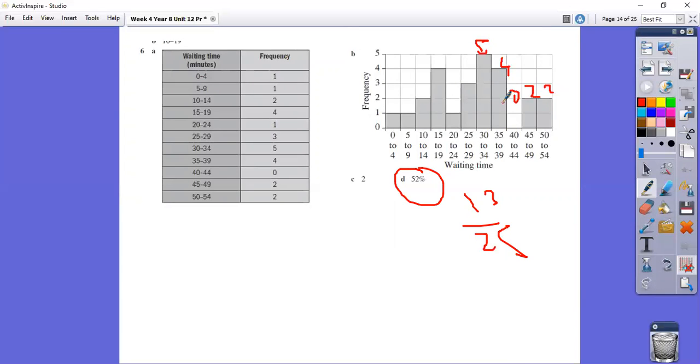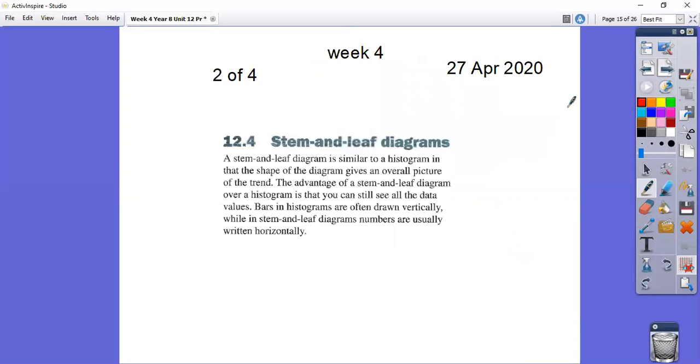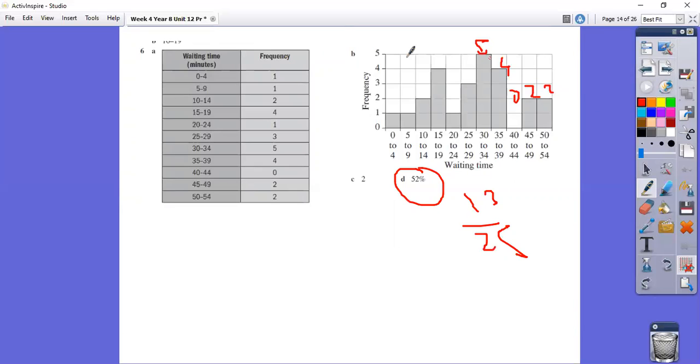So those are the 6 questions we're doing in today's lesson. In tomorrow's lesson, we will move on to stem and leaf diagrams. But for today, these are the 6 questions for you to do.